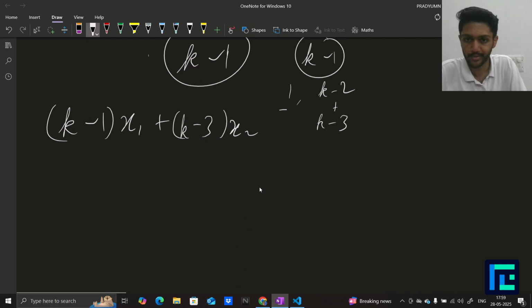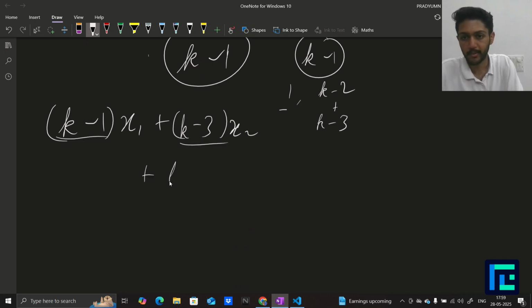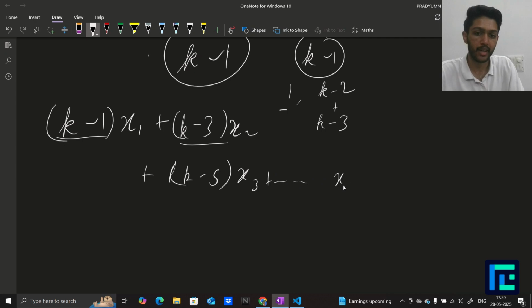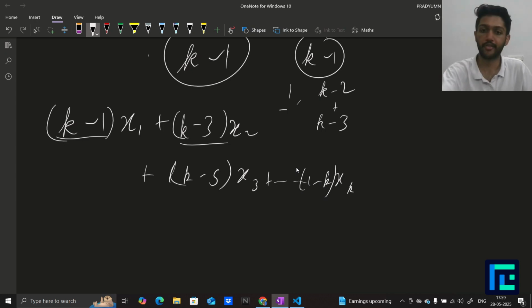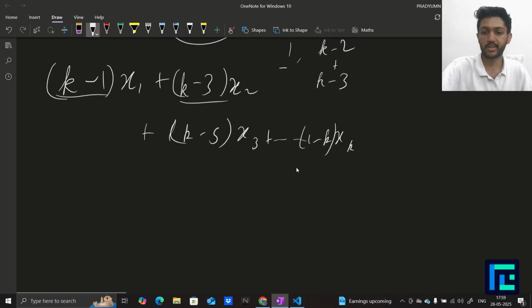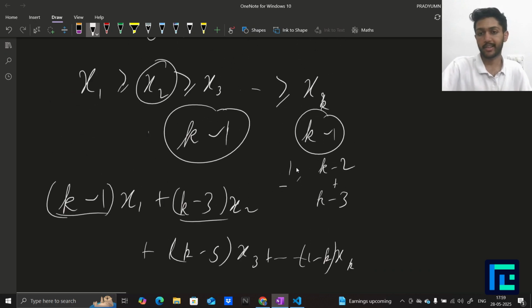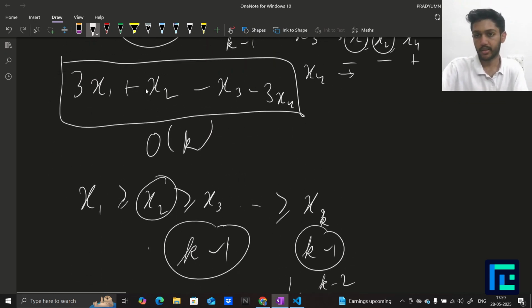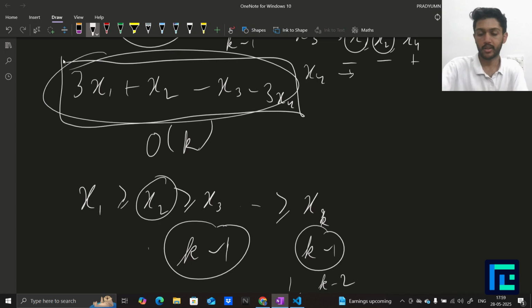And if you keep doing this for all the other terms, you will notice that there's k minus 1, k minus 3, k minus 5, and so on. k minus 5 into x3, and so on, up to the last term, xk, into 1 minus k. Okay. So you will find that this is the case, and you can simply run a for loop of k size to find out this sum.